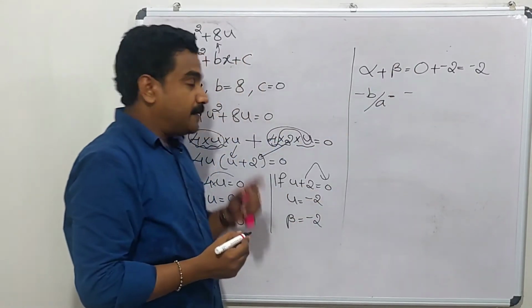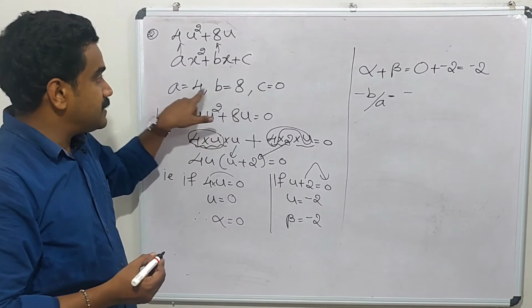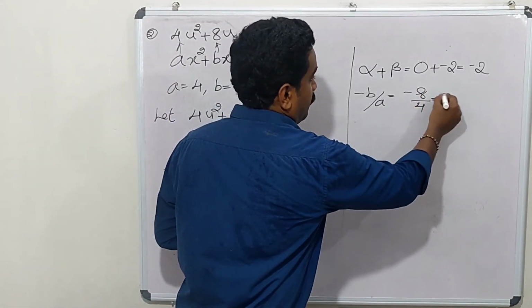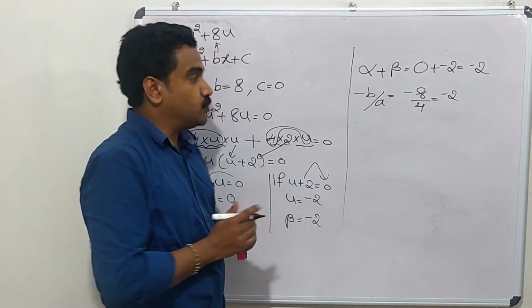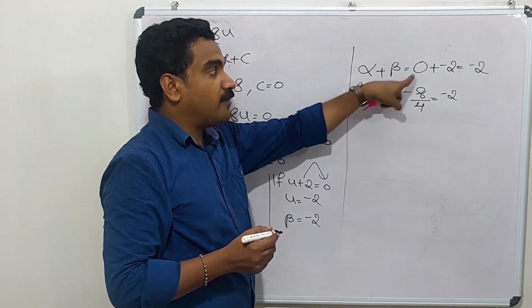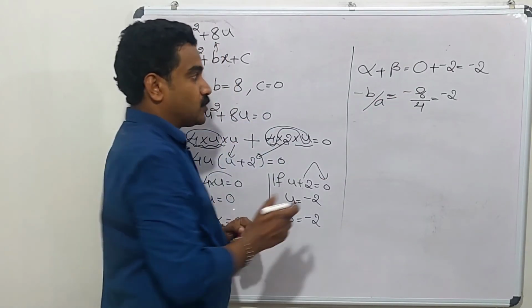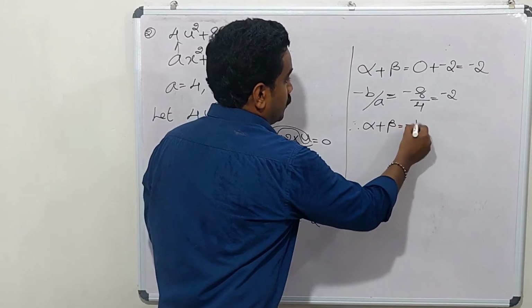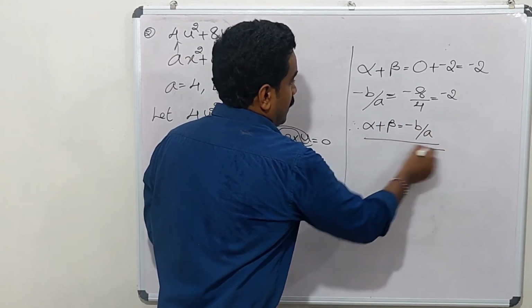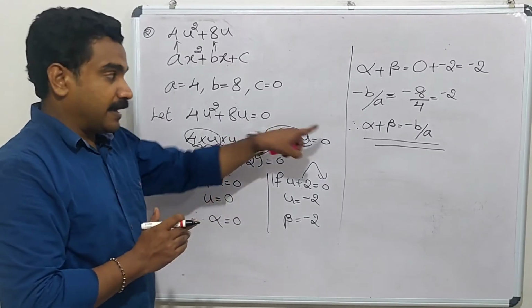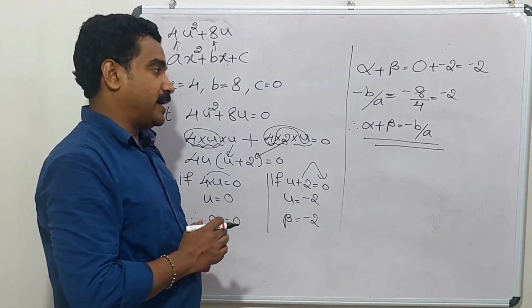What is minus b by a? That is minus b. What is b? b is 8, by 4. 8 by 4. What is 8 by 4? 8 by 4 is 2. So it is negative 2. So negative b by a is negative 2. Alpha plus beta is also negative 2. Therefore alpha plus beta equal to minus b by a. We verified this relation.